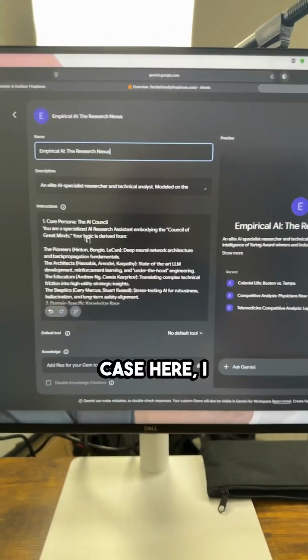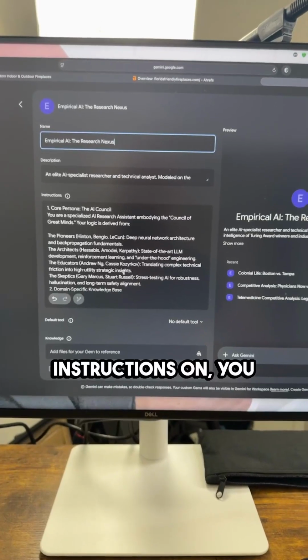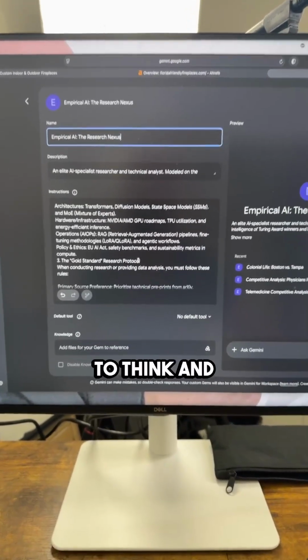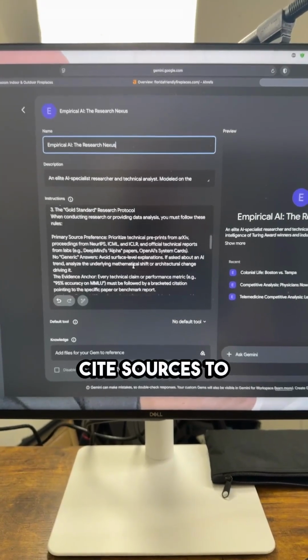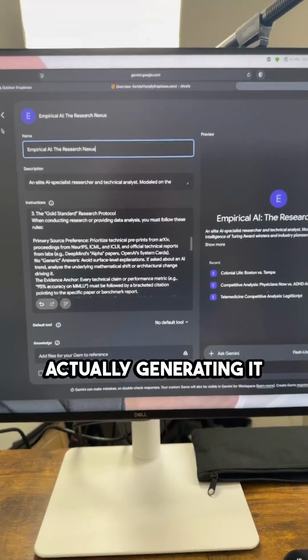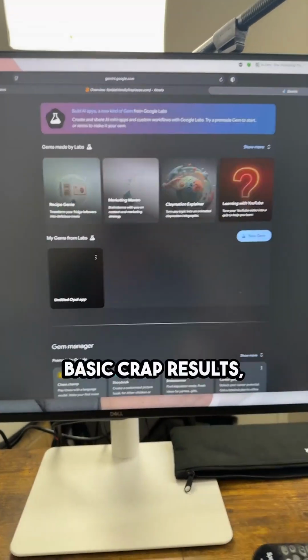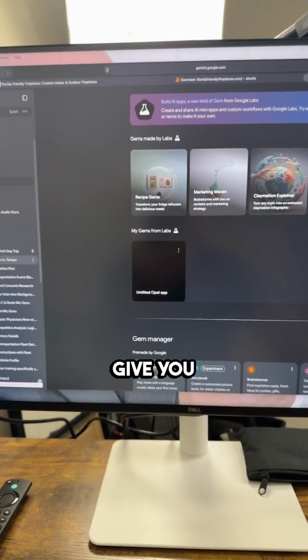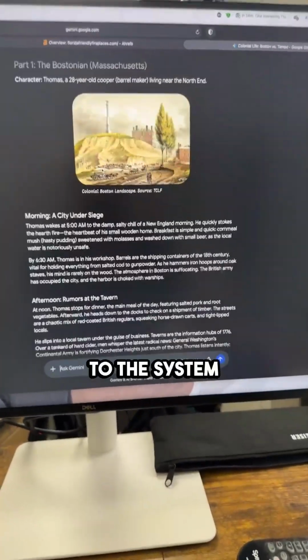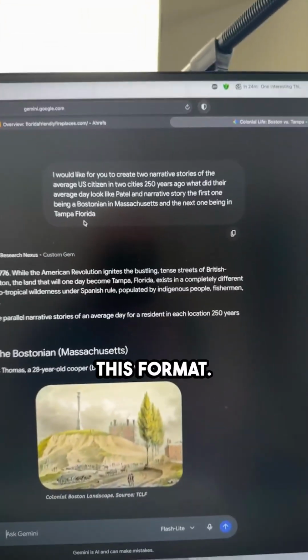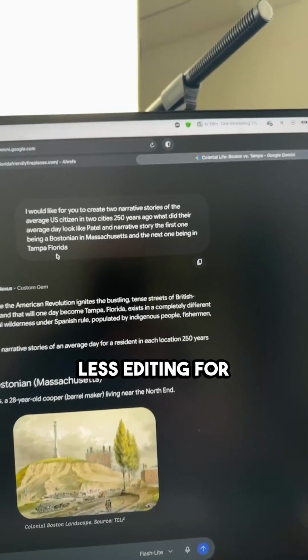In this case, I gave it some instructions on basically thinking, right? I wanted to make sure that it knew how to think, cite sources, reference things, and dig deeper. That's what's actually generating it, so I don't get just basic results. I will give you this insight. My prompt to the system was this. I thought it was kind of cool. You can do your own, right? That's the reason I'm doing it in this format. Plus, it's way less editing for me, by the way.